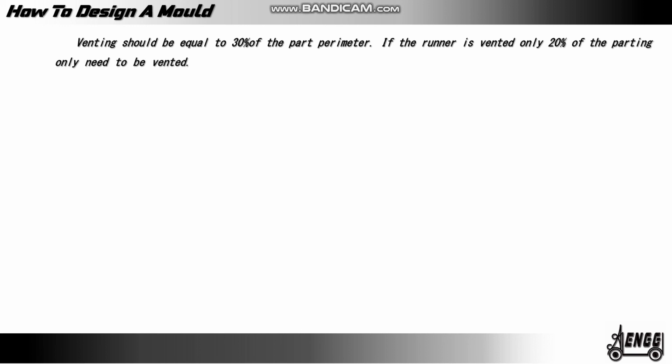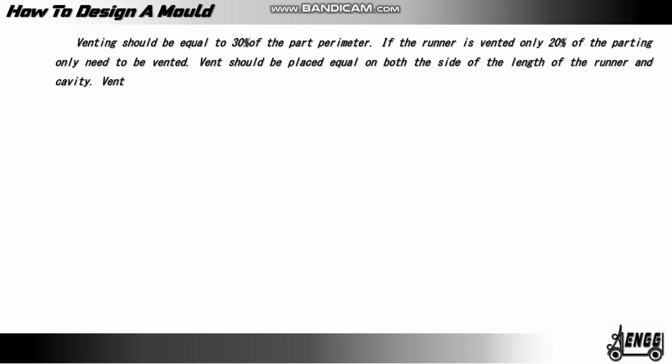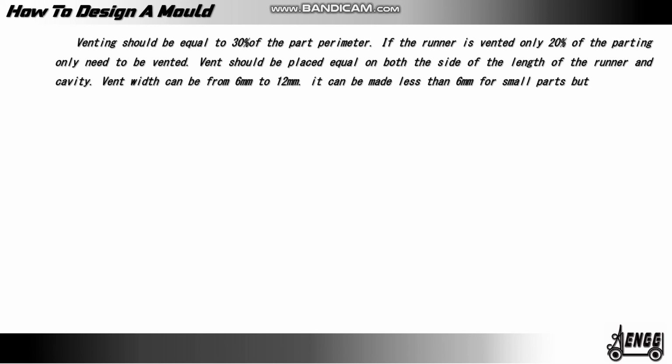Venting should be equal to 30% of the part perimeter. If the runner is vented, only 20% of the parting line needs to be vented. Vents should be placed equally on both sides of the length of the runner and cavity. Vent width can be from 6 mm to 12 mm. It can be made less than 6 mm for small parts but never more than 12 mm as the material may sink and close the vent.